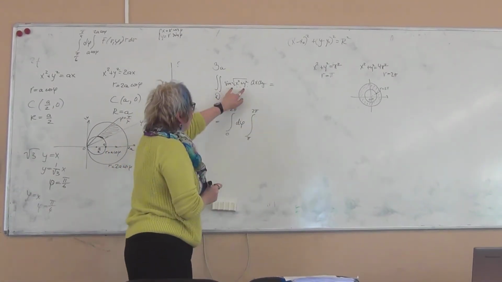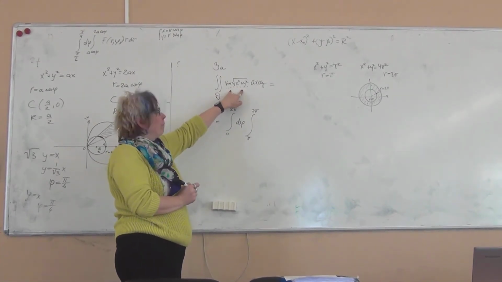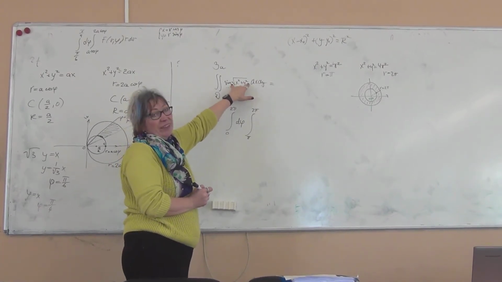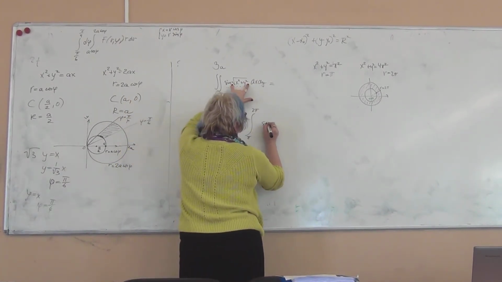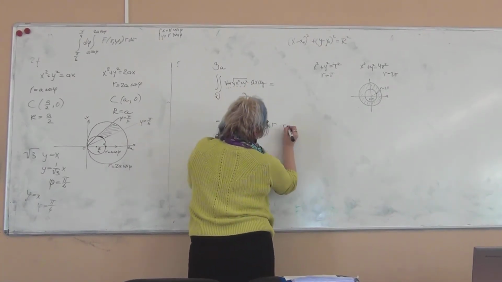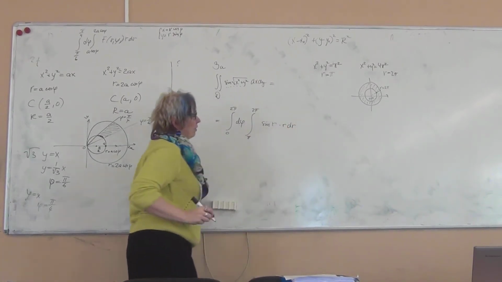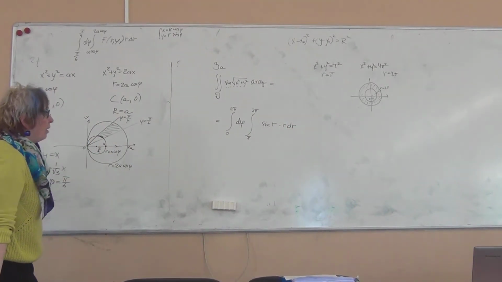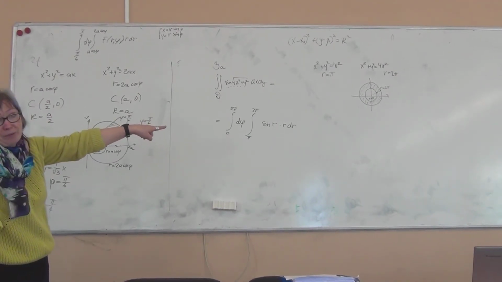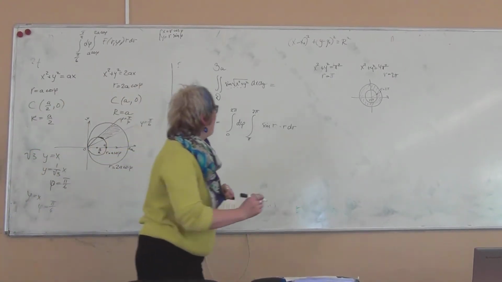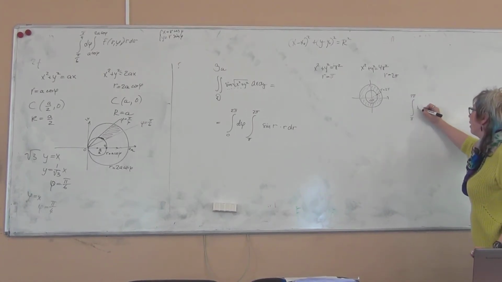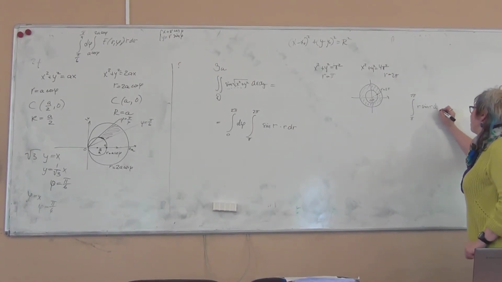Alright, so what about this? Sine of the square root of x squared plus y squared. What is this? That's r. So I have sine r. No, I have to remember that I multiply by r. So it's sine r times r dr. Now we have to integrate that by parts. I'm doing it somewhere on the side: integral from pi to 2 pi of r sine r dr.